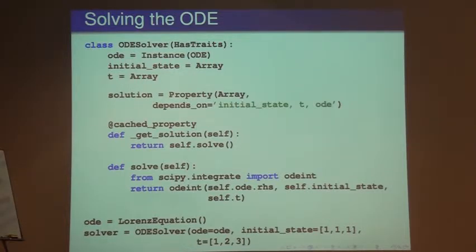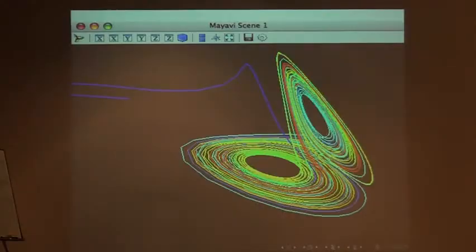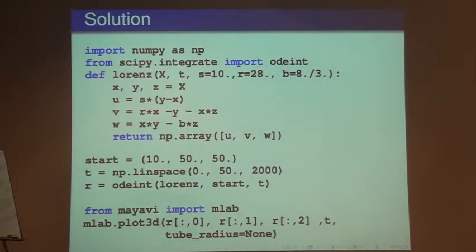So if I don't change any of the parameters, I don't want to recompute the solution, right? So this cached property will make sure that if the parameters haven't changed, that is, any of the dependencies, initial state, t or the ODE have not changed, it will not recompute the solution. Okay? So basically cached solution. Only if a dependency is changed will it recompute. The solve is simply doing what we did over here. It's doing odeint.